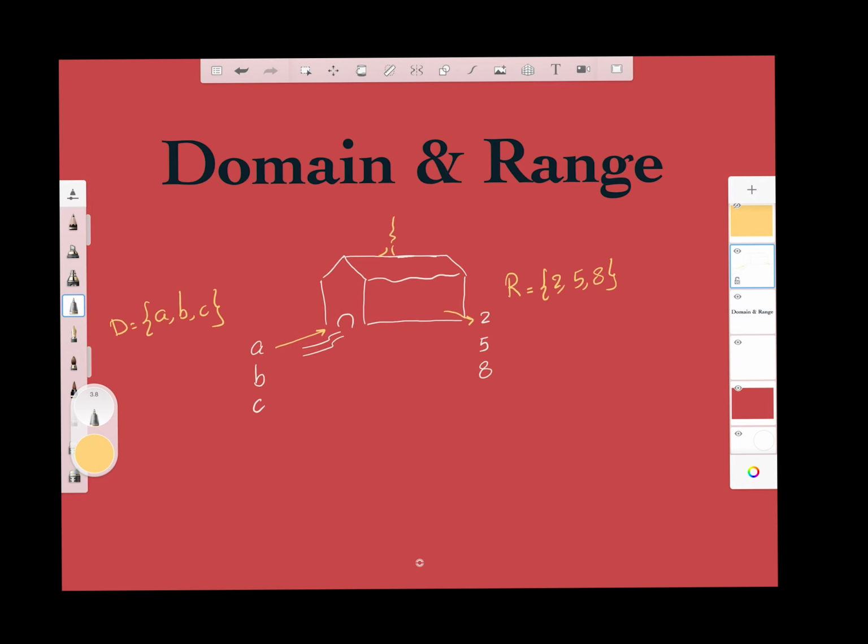But not all the time I will give you guys a factory like this to look at the input and output. Sometimes I give you guys an equation. For example, f of x equal to 5x divided by x minus 2. So this is a function, and my question is find the domain of this function.